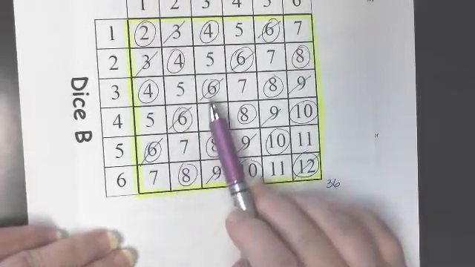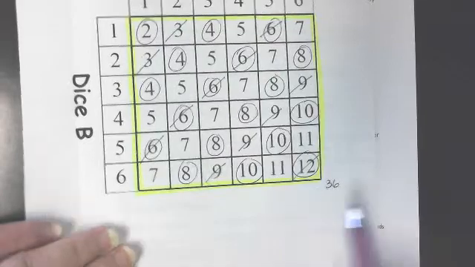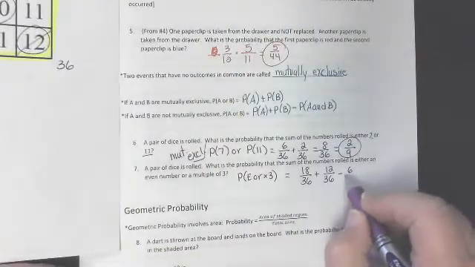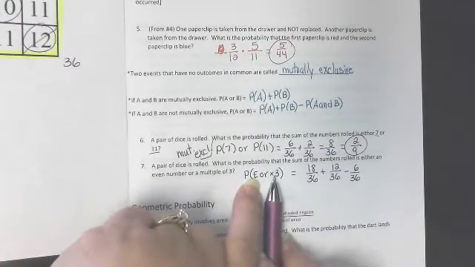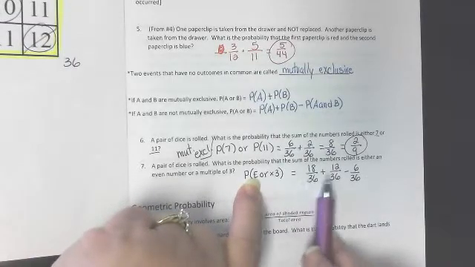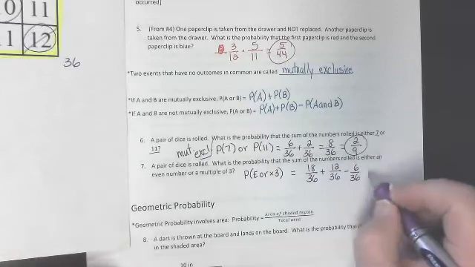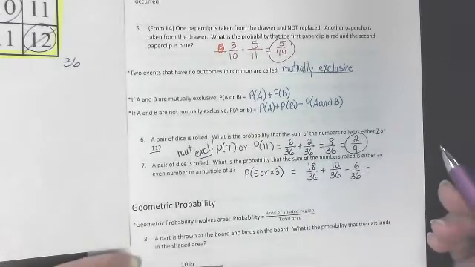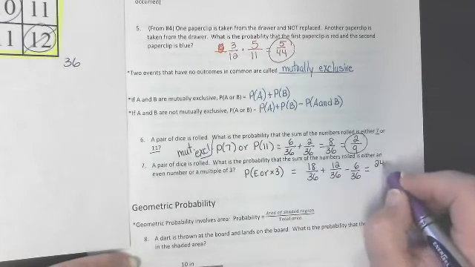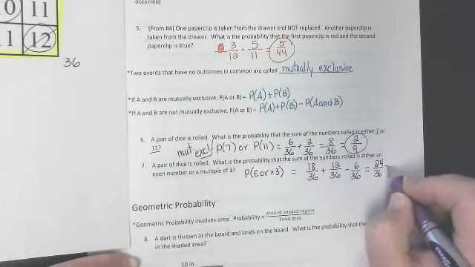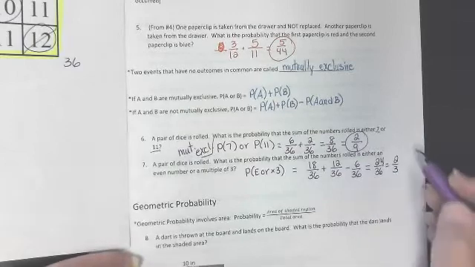So that was 1, 2, 3, 4, 5, 6. Because 6 of those numbers did both. They were even and they were multiples of 3. So they got counted twice. So we subtract them so they only got counted once. So 18 plus 12 minus 6 is 24 out of 36. And the answer should be 2/3.